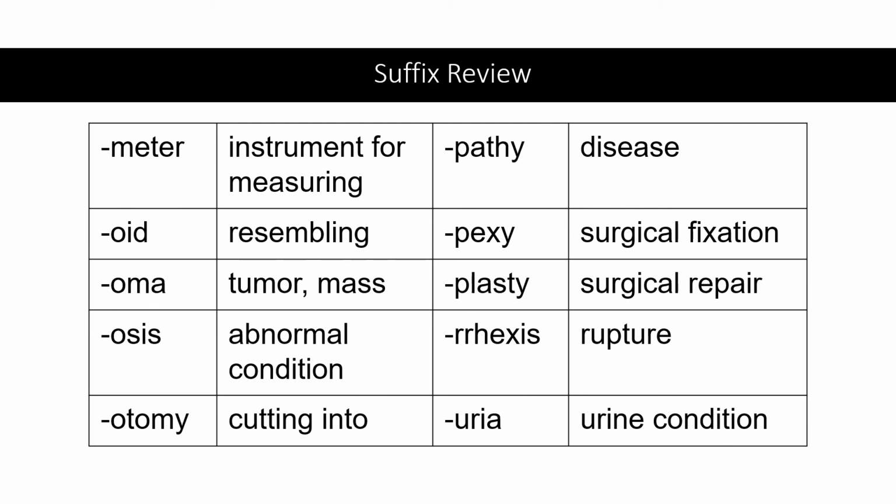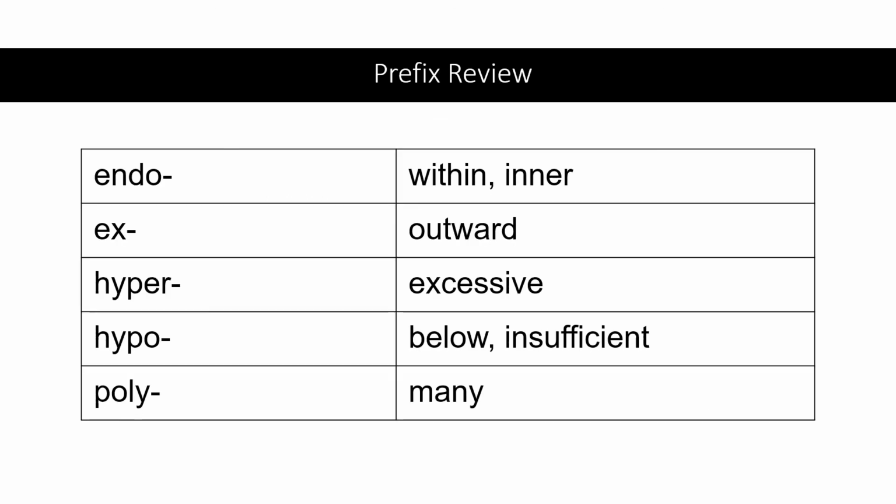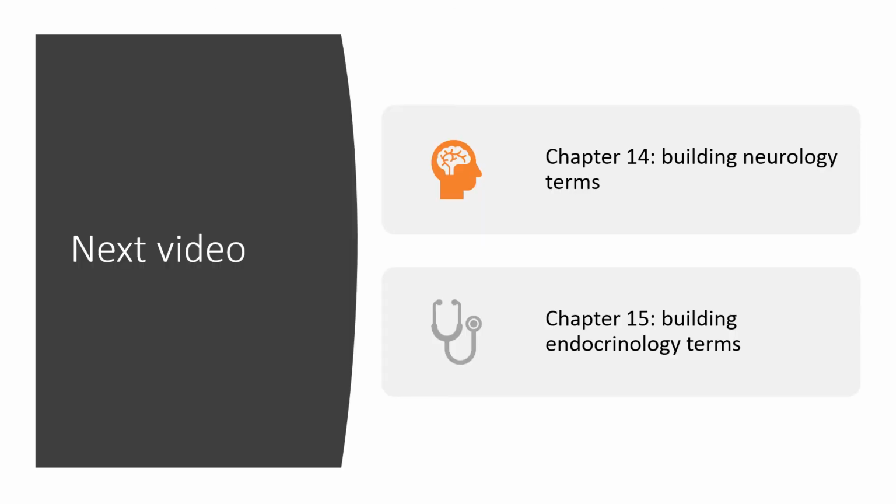Oid, resembling. Oma is a tumor or mass. Osis is an abnormal condition. Otomy means cutting into. Pathy, disease. Pexy, surgical fixation. Plasty, surgical repair. Rrhexis is to rupture. Uria is a urine condition. Endo means within or inner. Ex, outward. Hyper is excessive. Hypo is below or insufficient. Poly is many. That's the end of chapters 14 and 15.